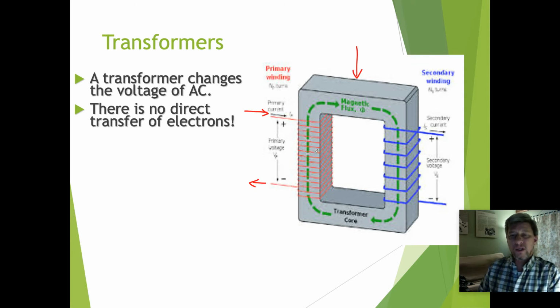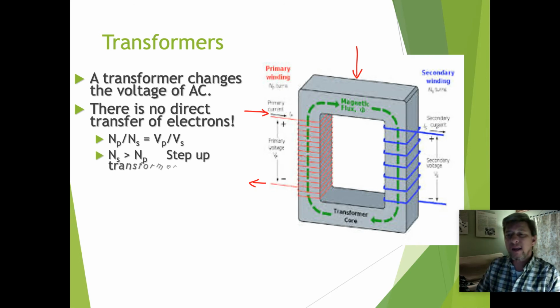And what that does is it generates a magnetic flux. And the magnetic flux in this case is shown going clockwise around the ring. But notice that on the other side of the ring, there's a second coil of wire, not wrapped quite as tightly this time.